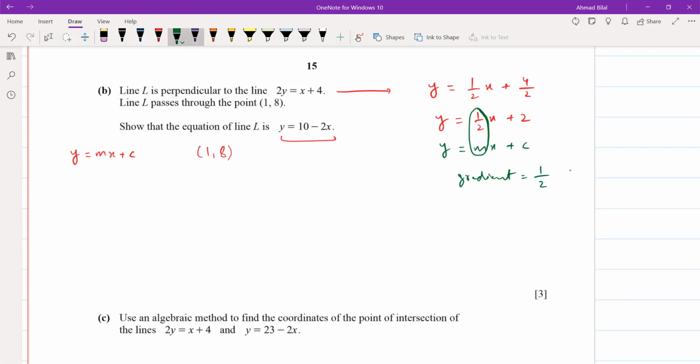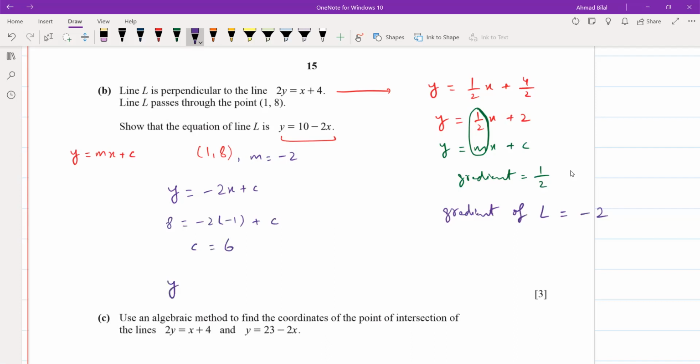तो line L का gradient क्या आएगा? Gradient of the line L, that's going to be negative reciprocal of this, which is minus 2. ठीक है? ये आपके पास एक point है, ये आपके पास gradient है. You just write down the equation. Y equals mx plus c से अगर आप करना चाहते हो, you will say y equals minus 2x plus c. Then you put that point here. 1 8 इसके अंदर input कर देते हैं. You have 8 here minus 2 into minus 1 plus c, and c is equal to 6.